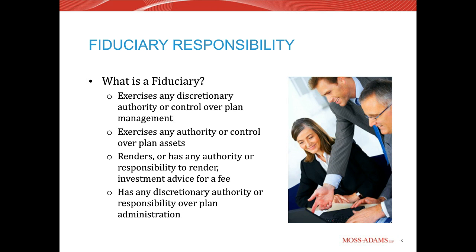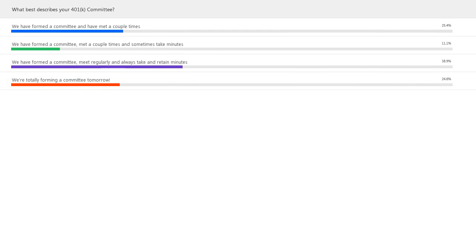So we've got about 37% of our people have a committee, and they're meeting sometimes, and sometimes taking minutes, most of the time not. We've got 38%, about a third, that are really good, and about a quarter that are going to do it very soon. For the ones that sometimes take minutes, please do. Yeah, absolutely. We're going to talk about that. But on the fidelity bond, what's the amount? You want to just cover it?